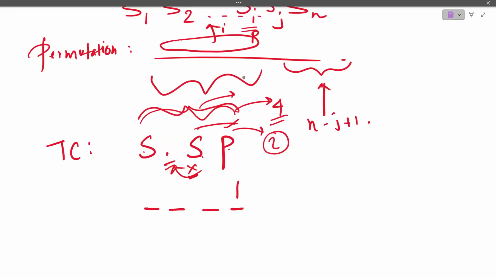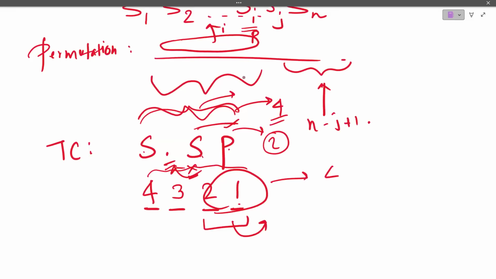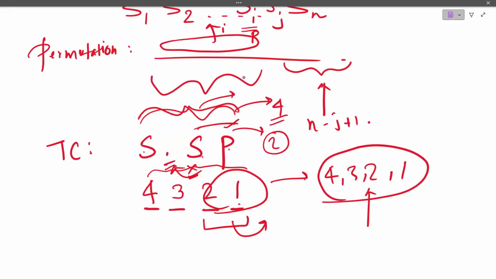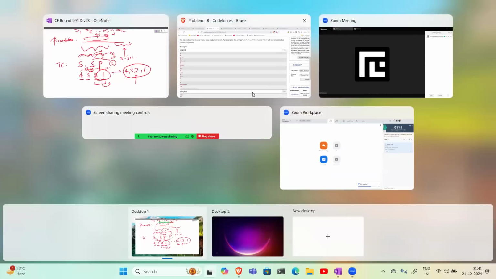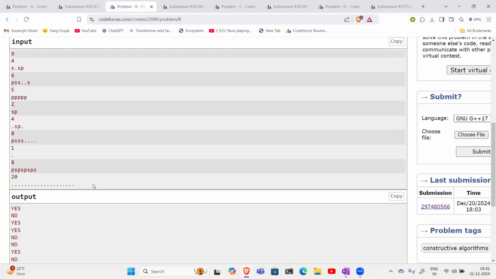So realize that you can actually have a permutation like 4, 3, 2, 1, isn't it? Here the last 2 characters form a permutation of length 2 because 2, 1 is a valid permutation of length 2, and all 4 characters, 4, 3, 2, 1, is a valid permutation of length 4, right? So this makes complete sense. So for s.sp the expected answer is yes because there exists a permutation. In the answer we do not need to print the permutation. We just need to print whether it is possible to find the permutation or not.